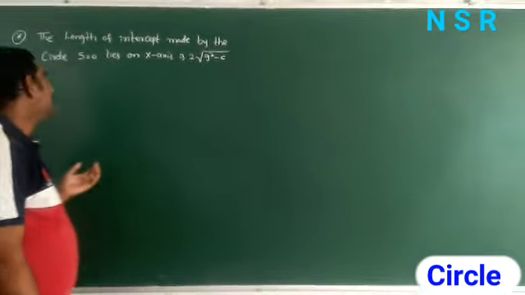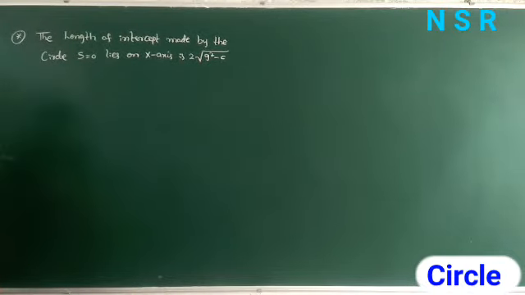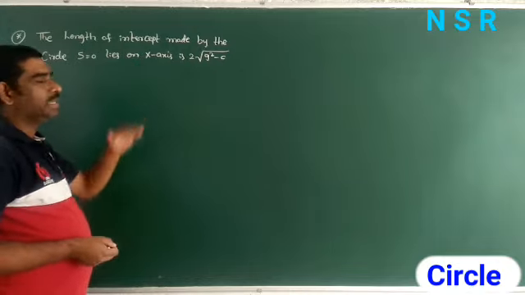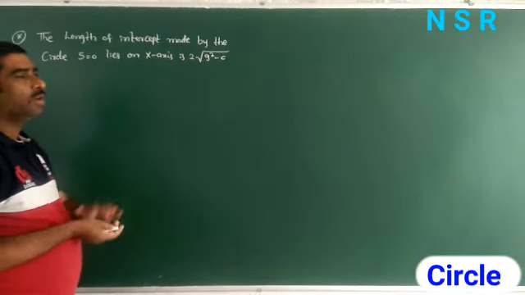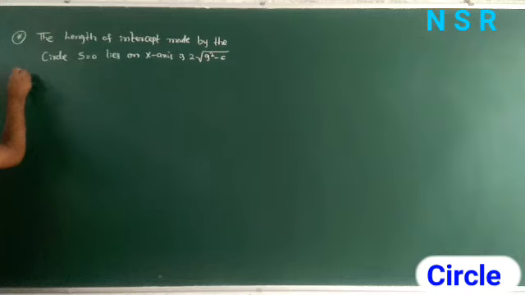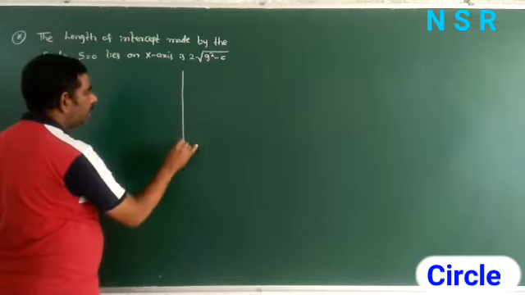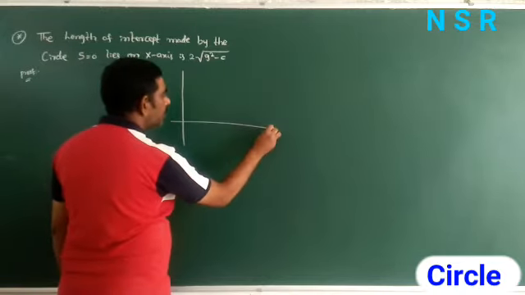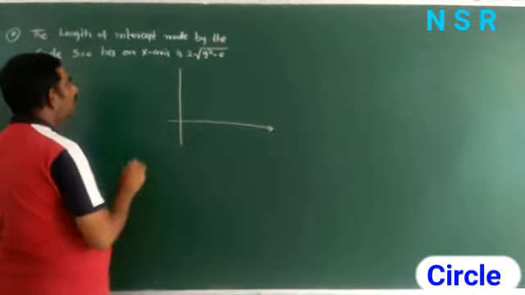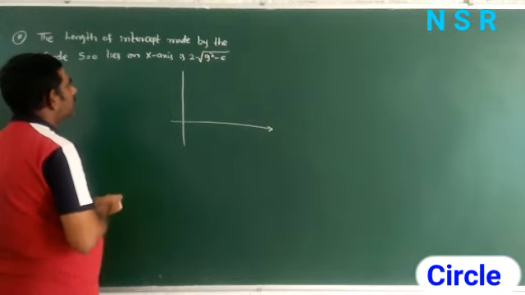So our next concept is the length of the intercept made by the circle S equal to 0 on the x-axis, which is 2 into under root of g square minus c. Here we have to find the length of intercept. So the intercept lies on the x-axis.